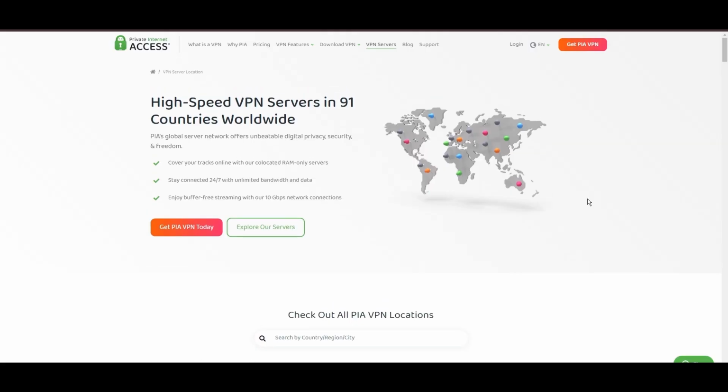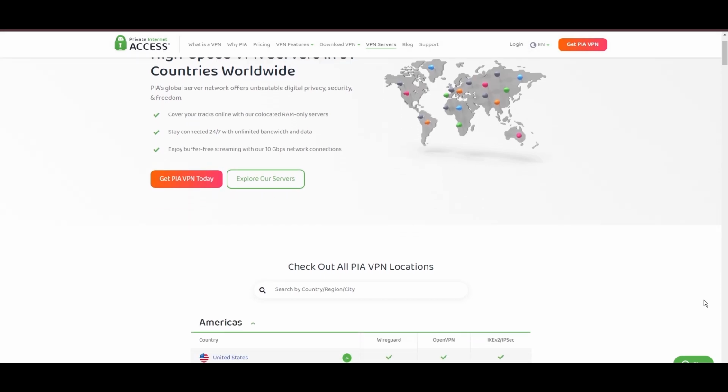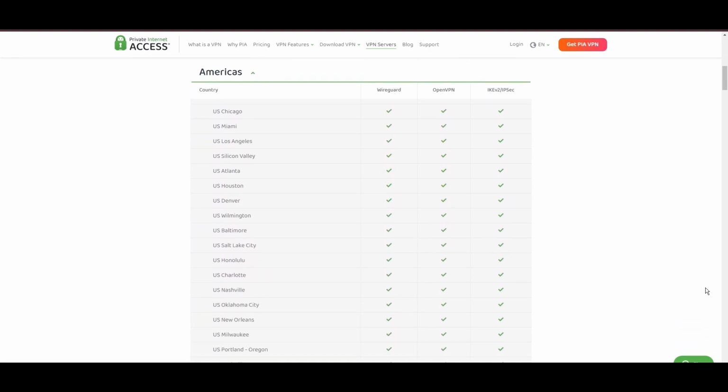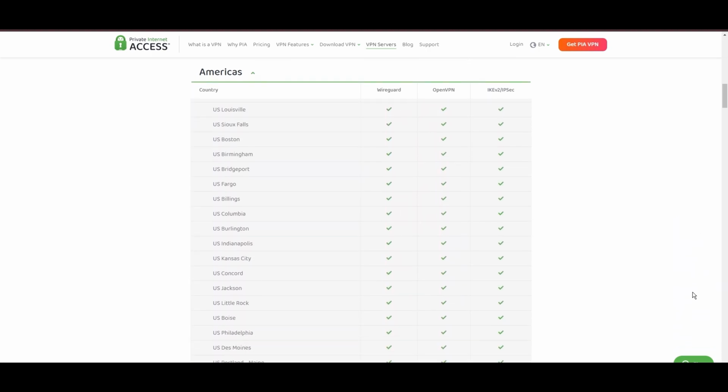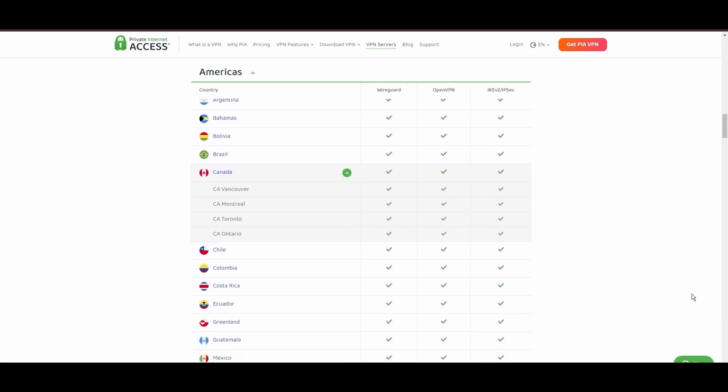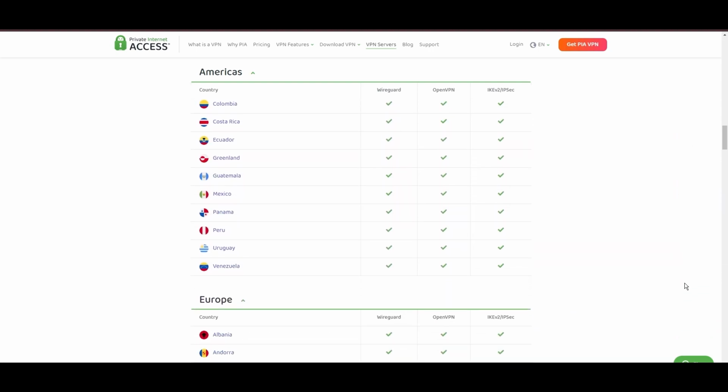Stepping into the spotlight with a formidable network, Private Internet Access, PIA, VPN shines for its unparalleled range of over 35,000 servers globally. This massive server network not only surpasses giants like NordVPN and Surfshark but also solidifies PIA's position as the preferred choice for those valuing server diversity and accessibility from Miami.